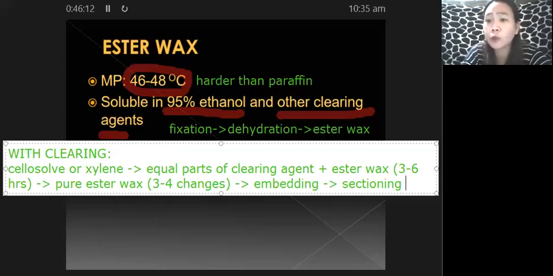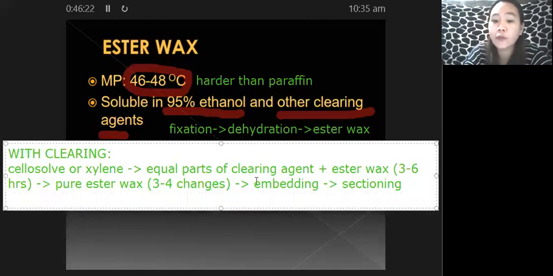Since your ester wax is harder than your paraffin, what is the required type of microtome that you need to use during sectioning? You need to make use of your heavy duty microtome. Since your ester wax is hard, it is a hard medium that we use in histopath.